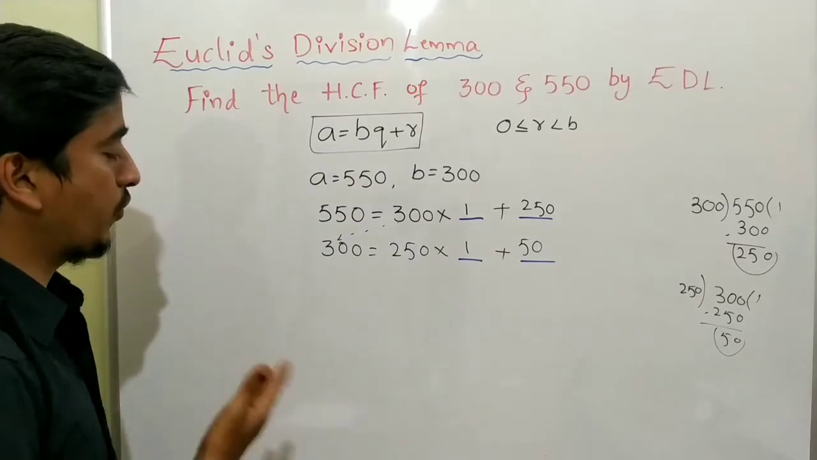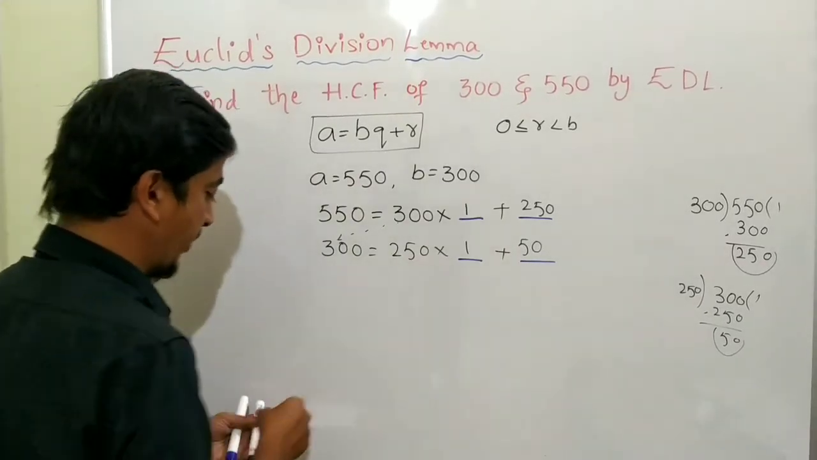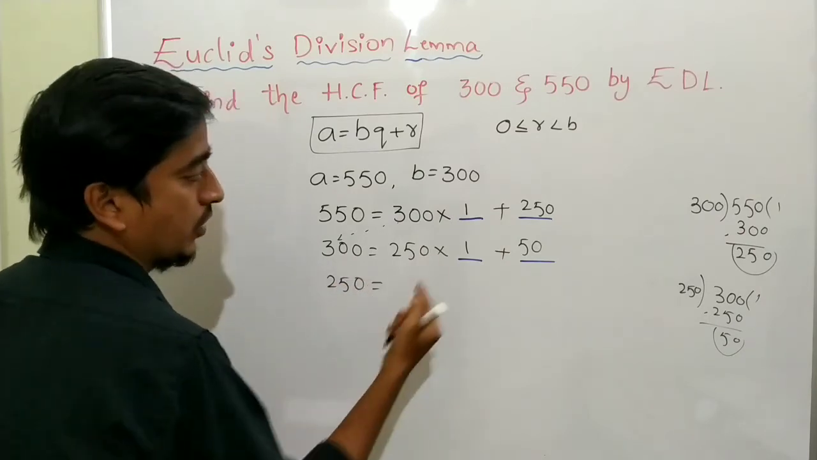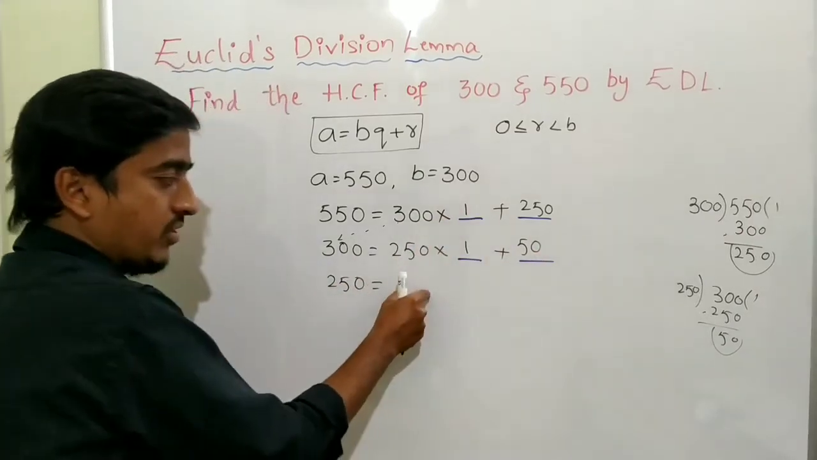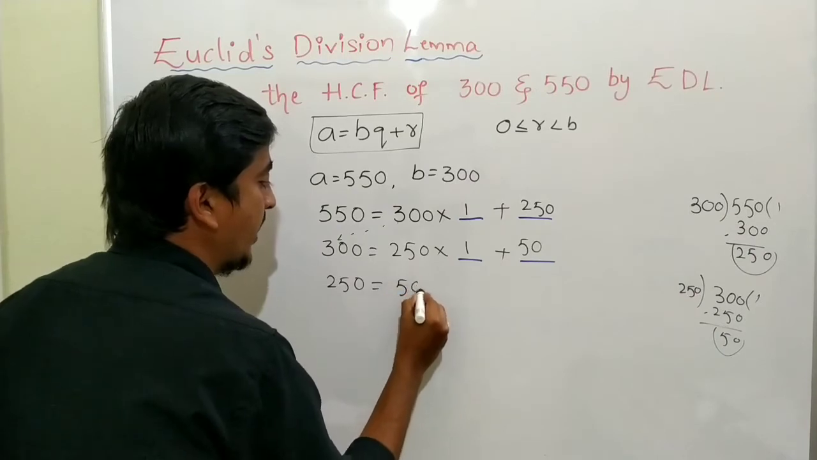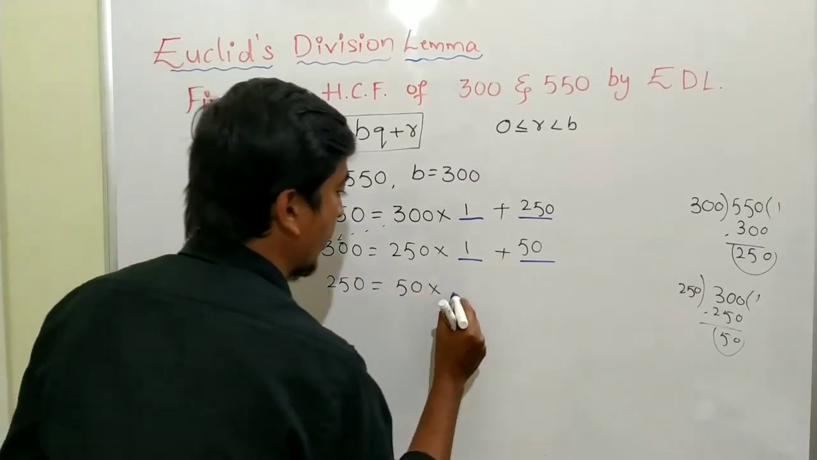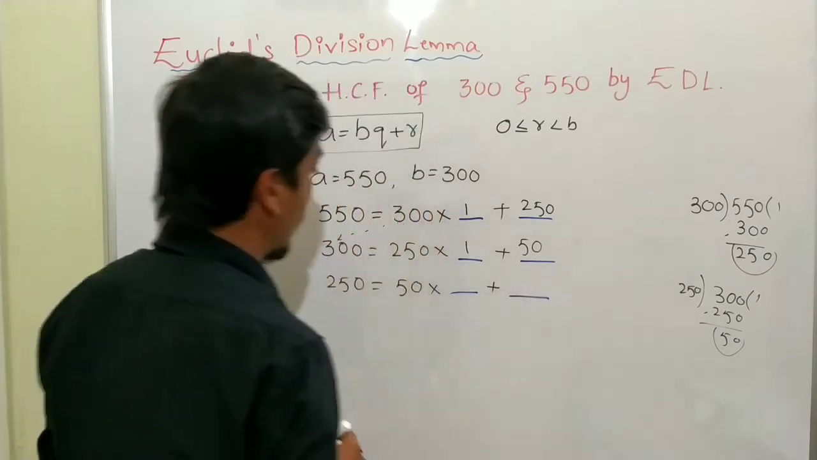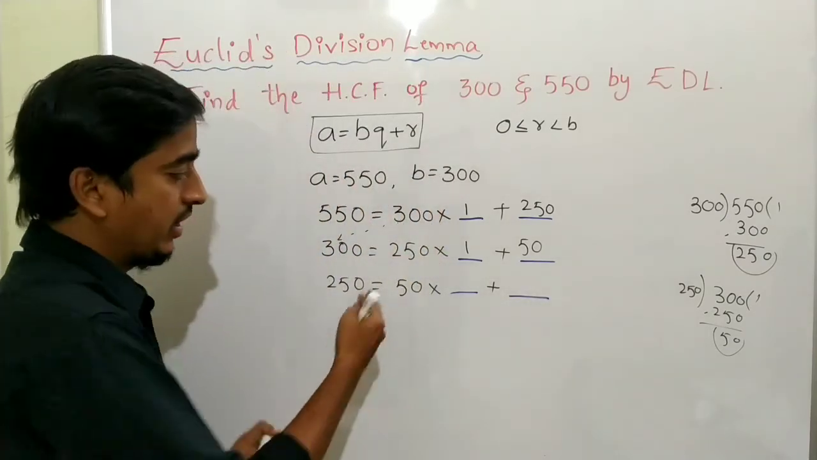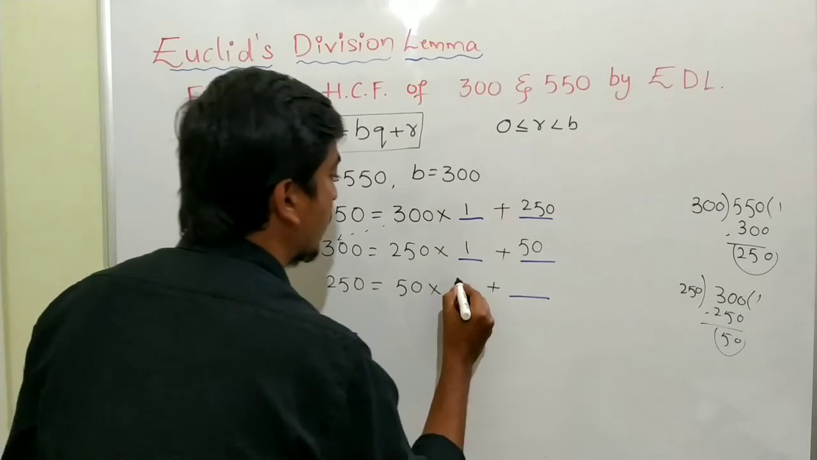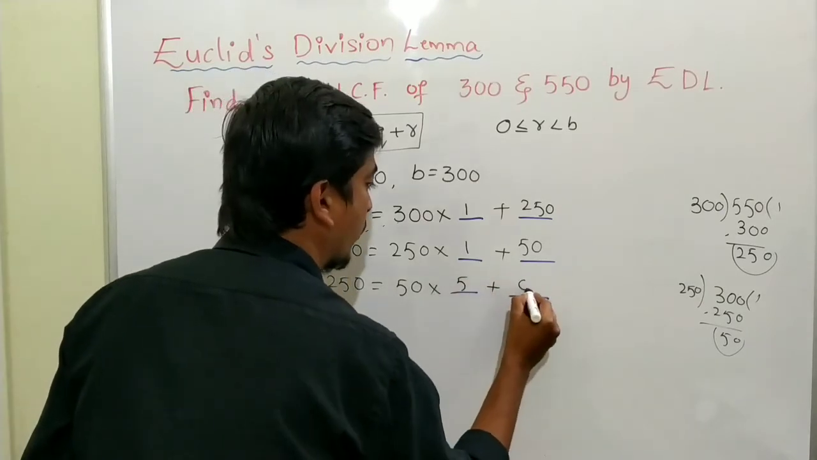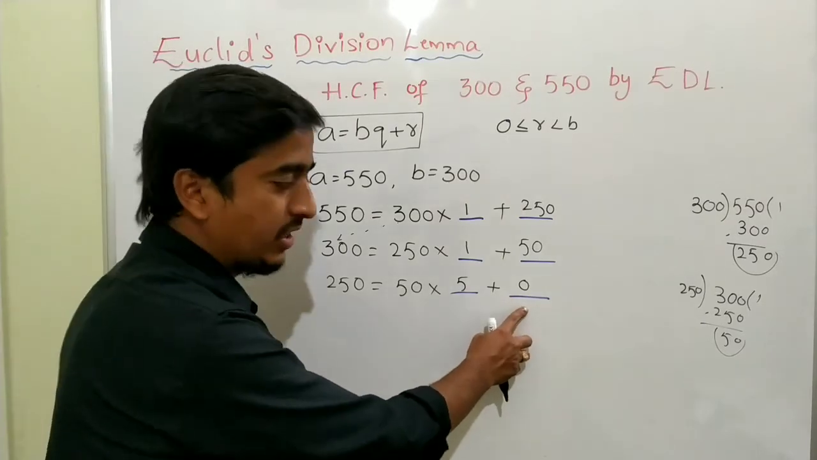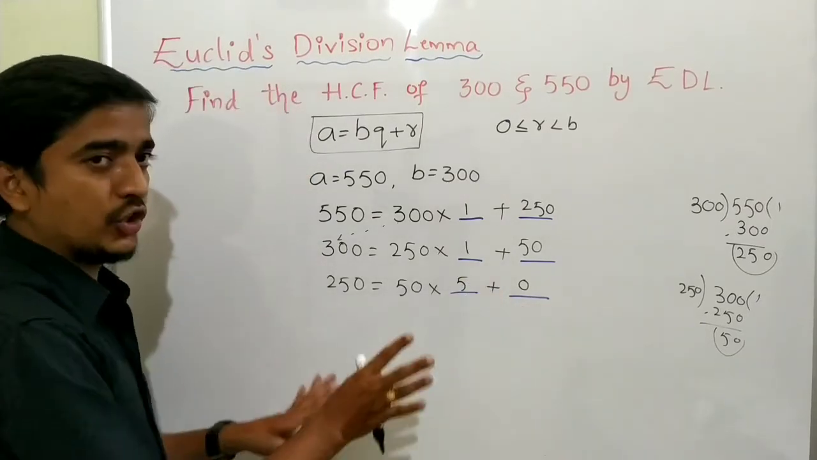Now what would be the dividend? The dividend is 250. So 250 equals 50, this remainder becoming the divisor, into quotient plus remainder. How many 50s can fit into 250? Five fives are 250, so the quotient is 5 and the remainder is 0. We cannot continue now, because we already got the remainder 0, so the division stops.